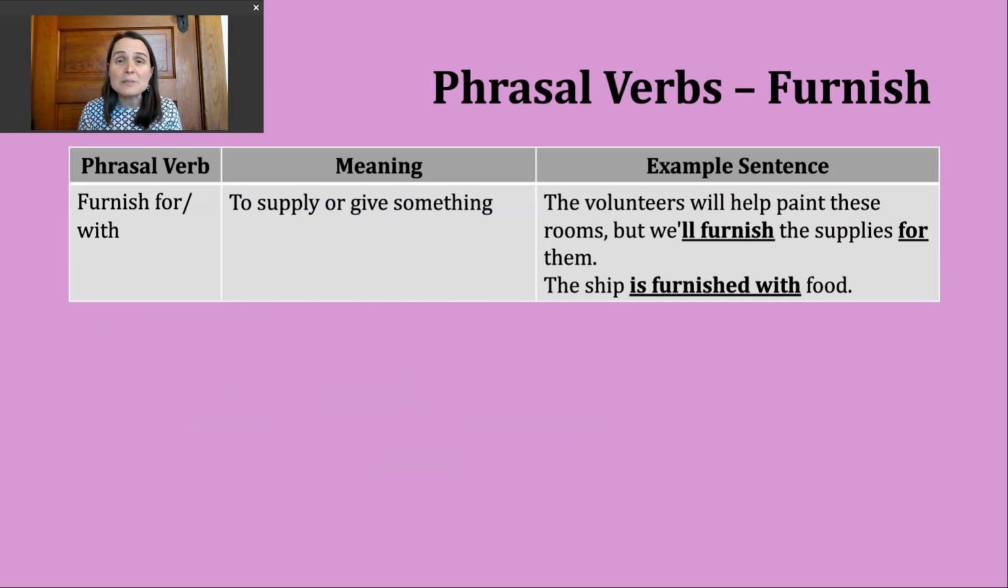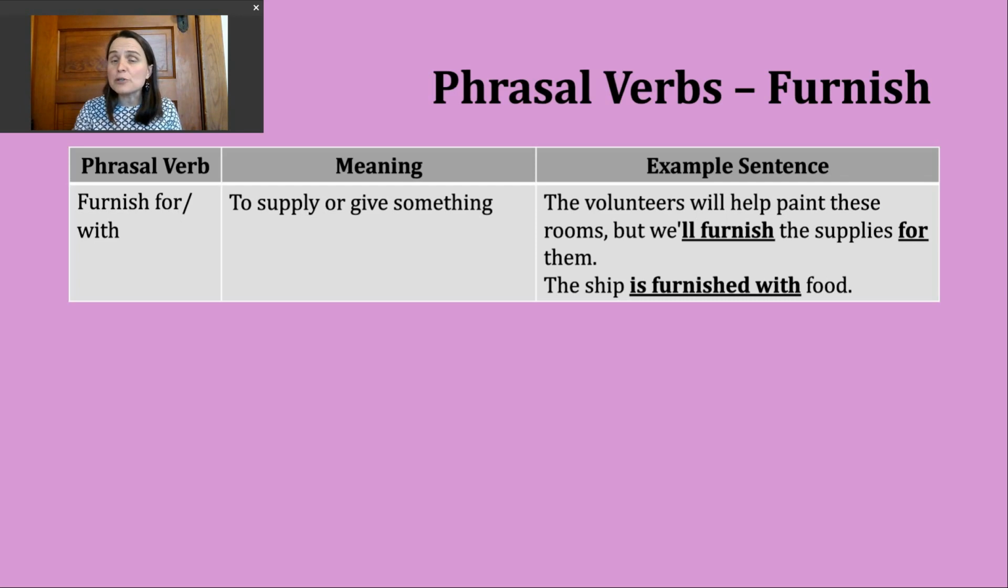I've got two example sentences here for you to look at. The first is, the volunteers will help paint these rooms, but will furnish the supplies for them. Okay, so we're going to provide these supplies, right? The actual paint, maybe the brushes, the rollers, all of those things needed to paint a room. A second example sentence: the ship is furnished with food, right? So it has been supplied.